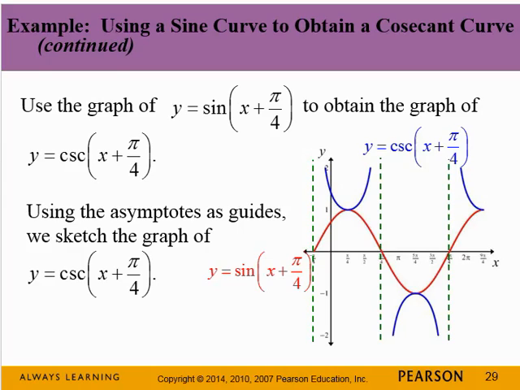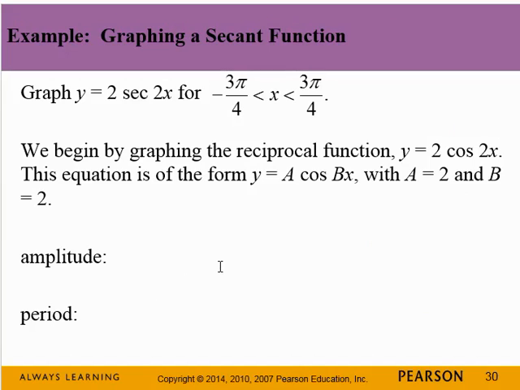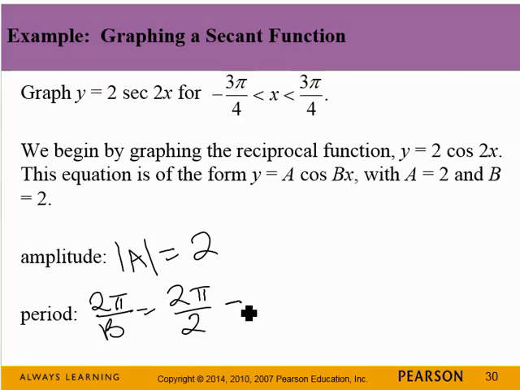So we're actually going to look at an example and graph a secant function ourselves. You want to begin by graphing the reciprocal function, your cosine. We've done this part before, so you know A is 2 and B is 2, so we can find our amplitude. Amplitude is the absolute value of A, so 2. And your period is 2 pi divided by B, so 2 pi divided by 2 is pi. So you have your amplitude and you have your period.